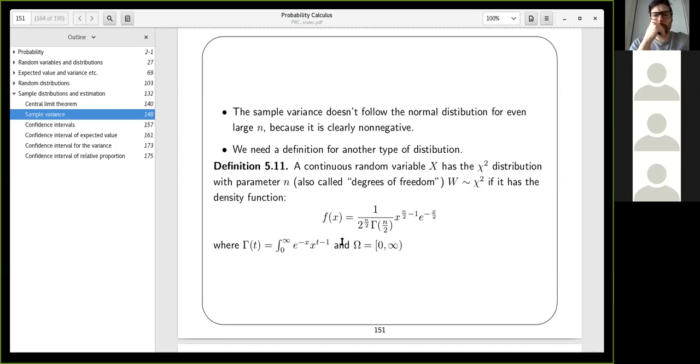So we need another kind of distribution, and it turns out there is a distribution which it will conform to, at least approximately. We talk about this. It's now here.